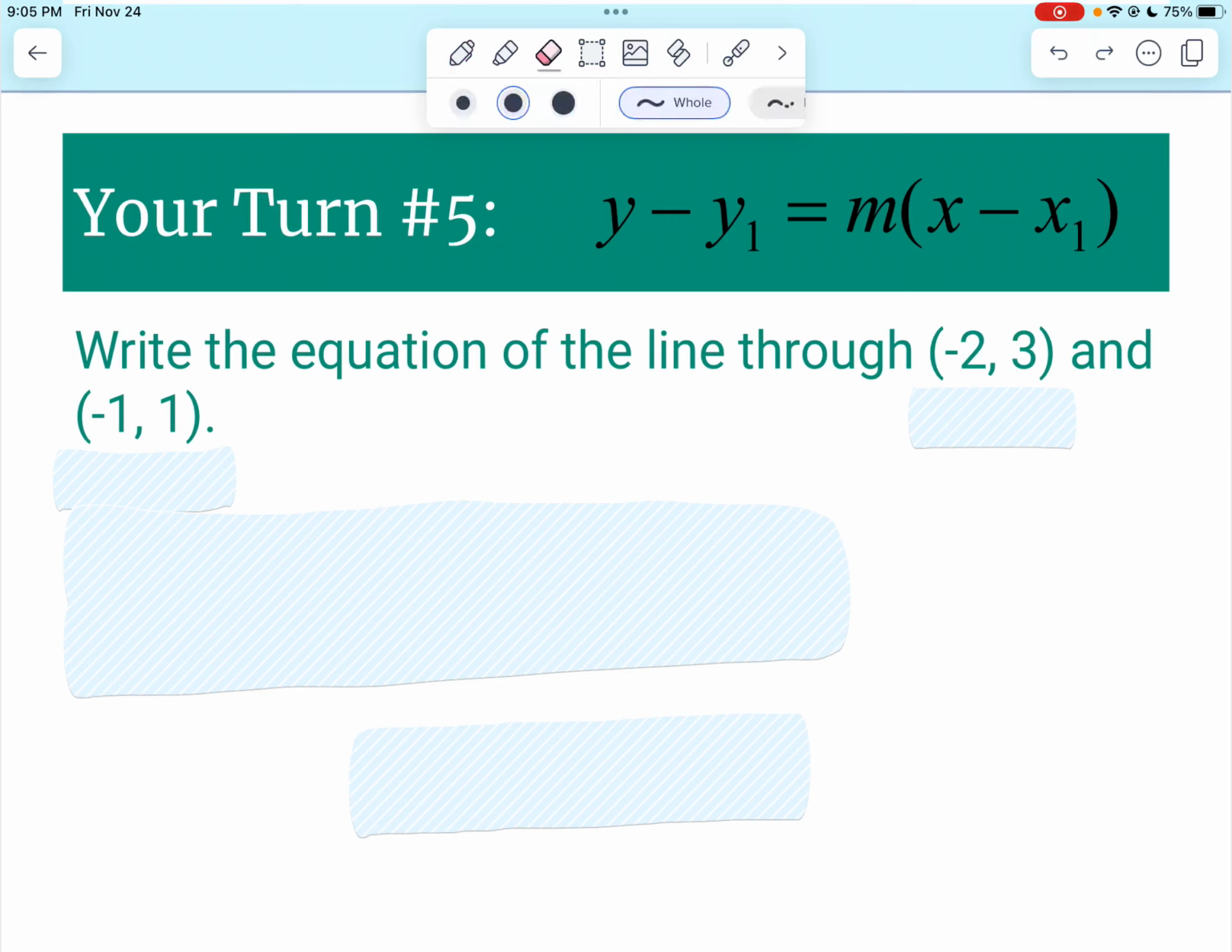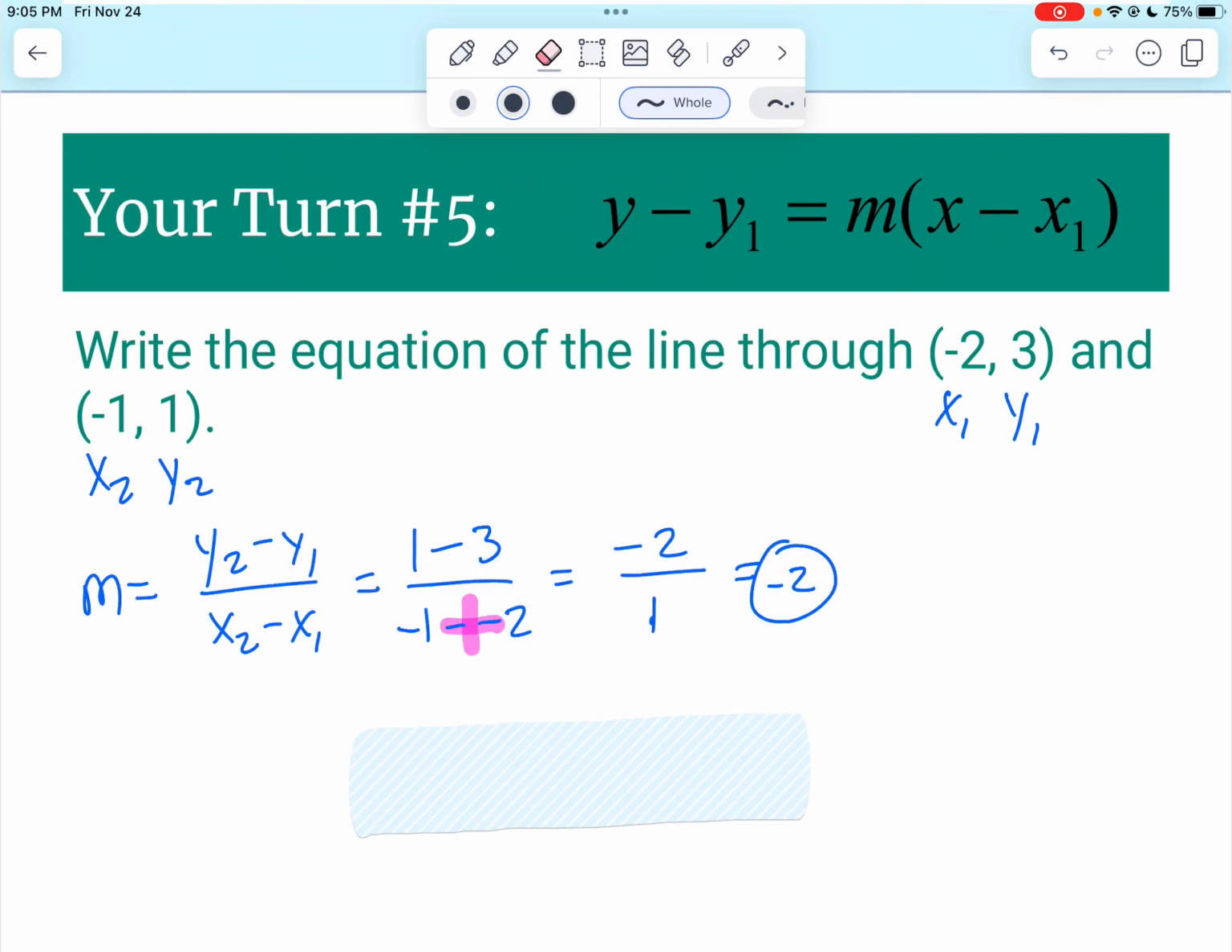All right, at this point, you should be done with your turn number 5. Let's go over it. First step, you should have labeled your points. If not, get in the habit of doing that. Okay, it's going to get rid of so many headaches in the future. Label your points, x1, y1, x2, y2. Second step, you should have calculated the slope.